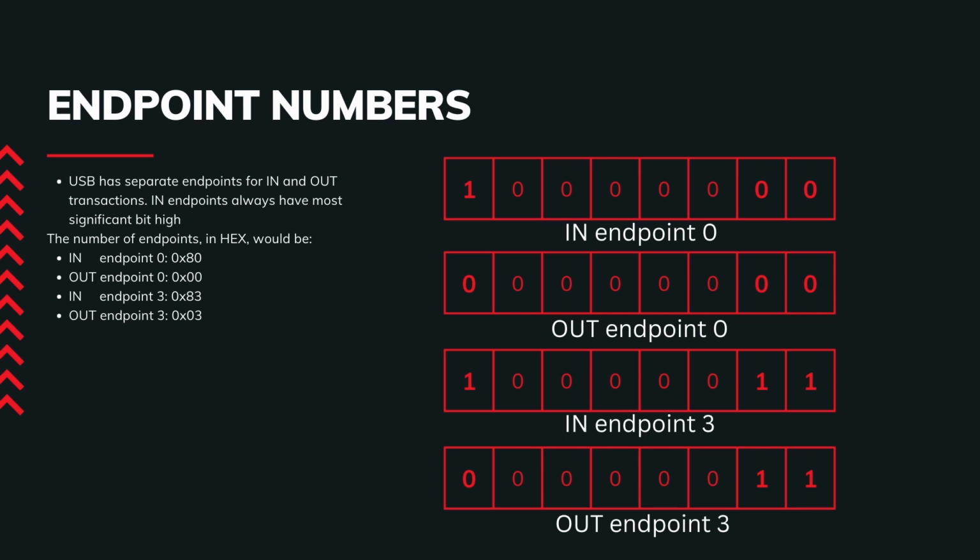From another side, the endpoints can be classified using their direction: in endpoints that transmit data to the host, and out endpoints that receive data. So overall, an endpoint can be configured using three values: direction, number, and type. Its direction is actually embedded into its number by setting the most significant bit to 1. So in endpoint 0 will have number 80 in hex.